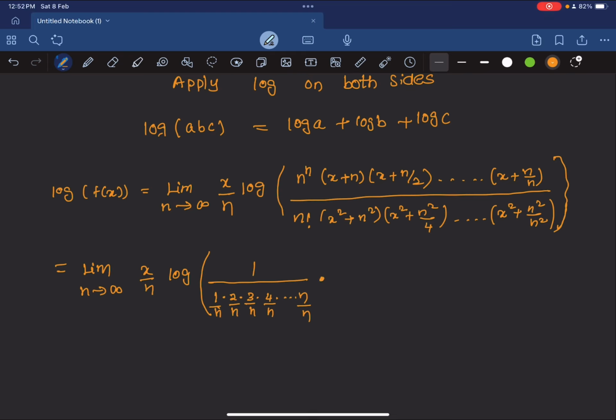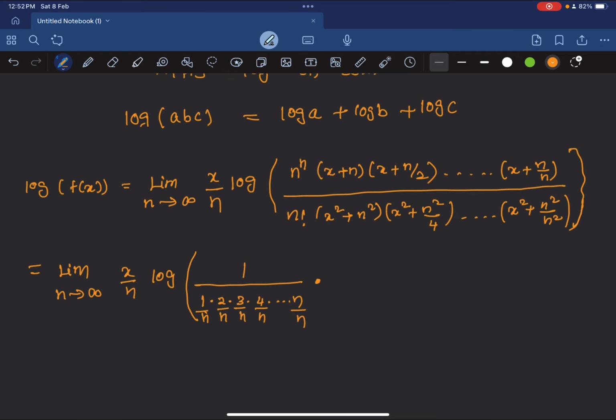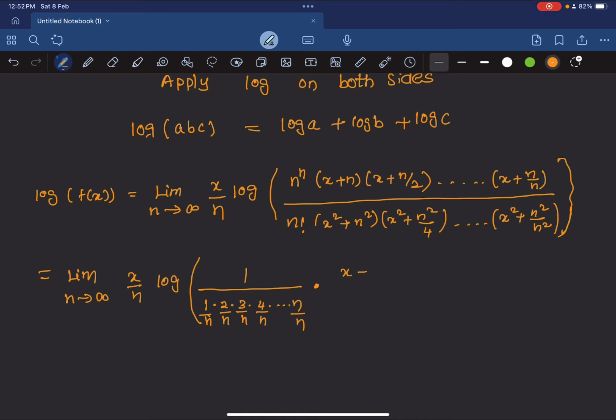Now let us go ahead. So the first term is x plus 1. I'll rewrite this term as x plus 1 upon 1 by n. Similarly, I'll rewrite the second term as x plus 1 upon 2 by n. I'm just bringing this particular n to the denominator. And so on, up to x plus 1 upon n by n.